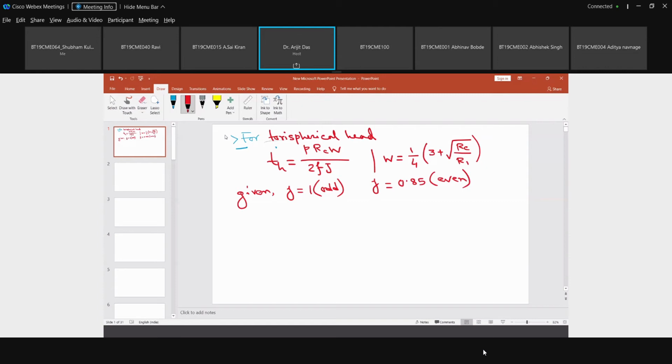And if crown radius is 1200 millimeter, knuckle radius is 72 millimeter, so you find the head thickness. Okay, do it.